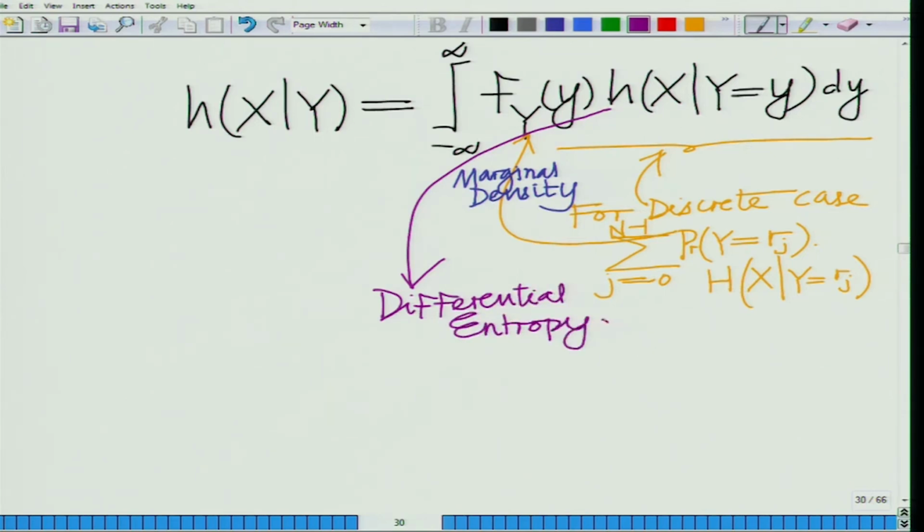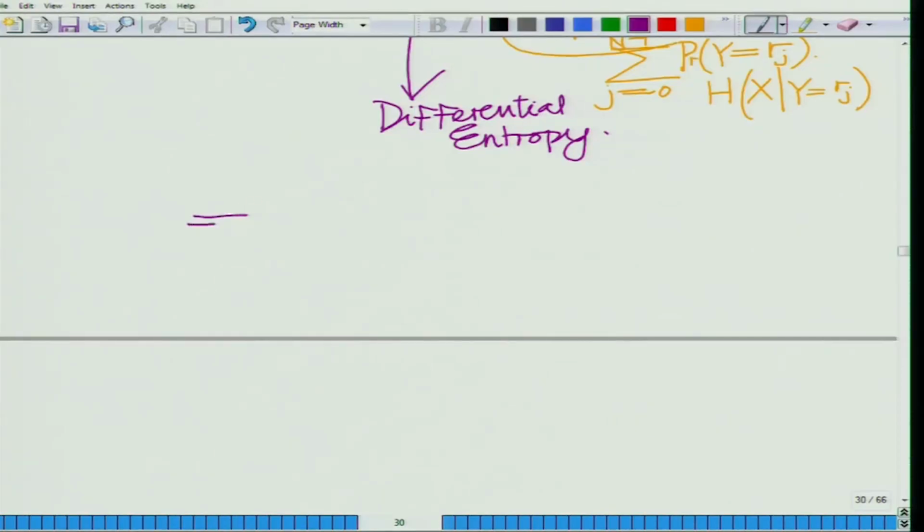So, you can see the definition is very similar to what we have for the discrete sources, that is, replace the probability by the probability density function, that is the marginal probability density function, and the entropy for the discrete case by the differential entropy for the continuous source x. Okay. And of course, I can now simplify this as follows.